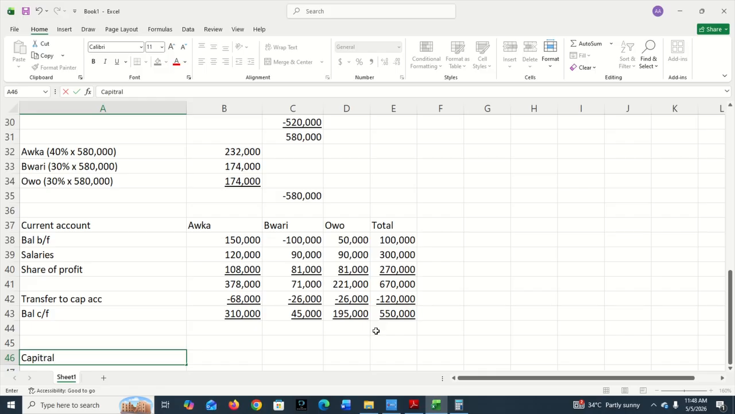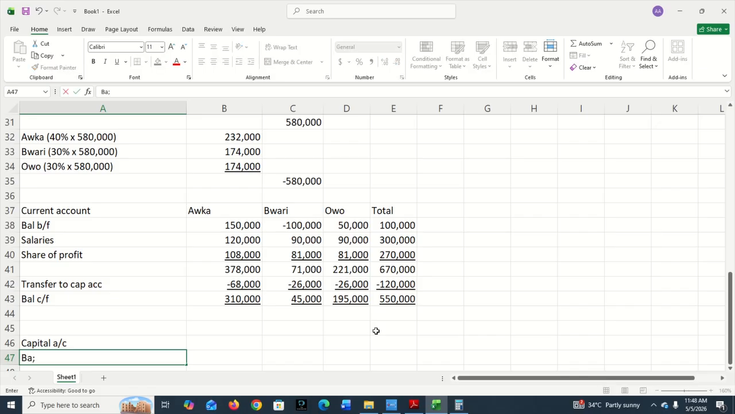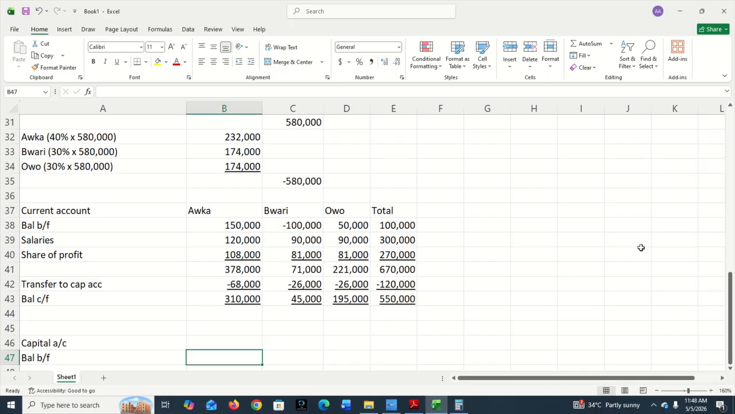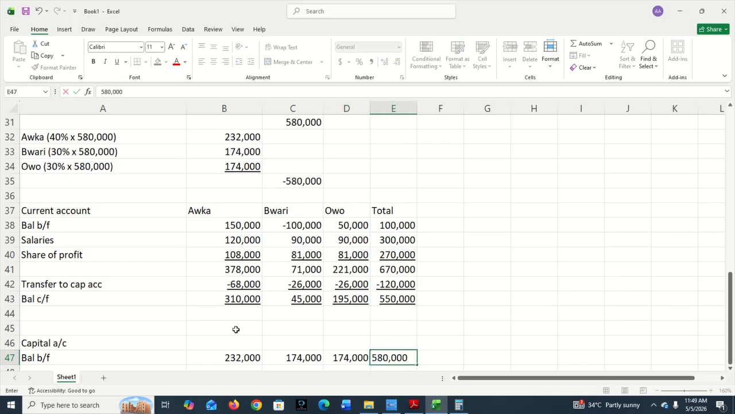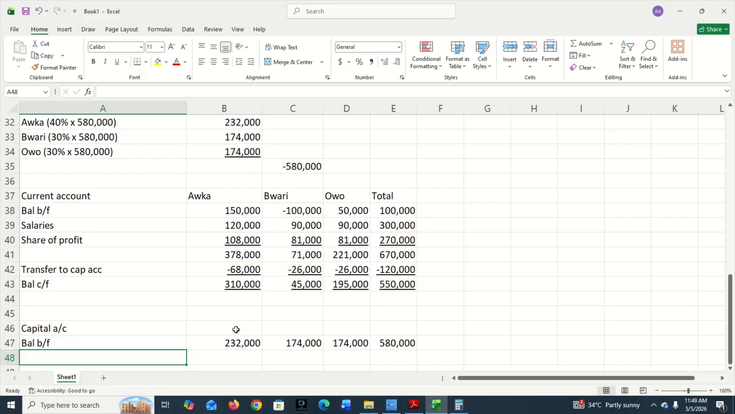This one is quite simple. Capital account. So for their capital account, their balance brought forward is the one we calculated the other time. So balance brought forward, let's check it. So this is the 232, 174, 174. So 232,000, 174,000, and 174,000. So that our total is giving us how much? 580,000. Alright. Then the only thing that will enter the capital account is their transfer from what? From current accounts. From current account.